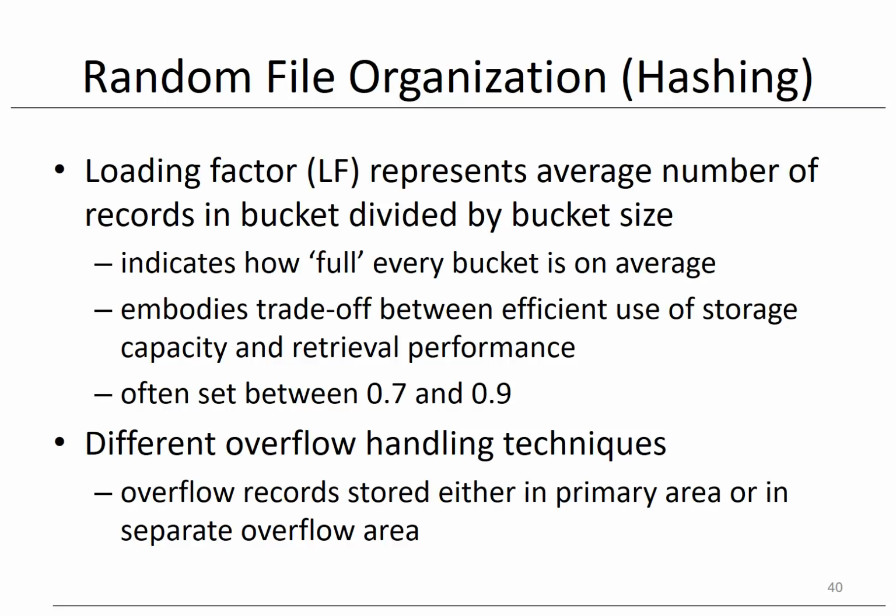The second main factor impacting the performance of random file organization is the way in which overflow records are stored and retrieved, known as the overflow handling technique. There are different approaches here, with overflow records being stored either in the primary area or in a separate overflow area.